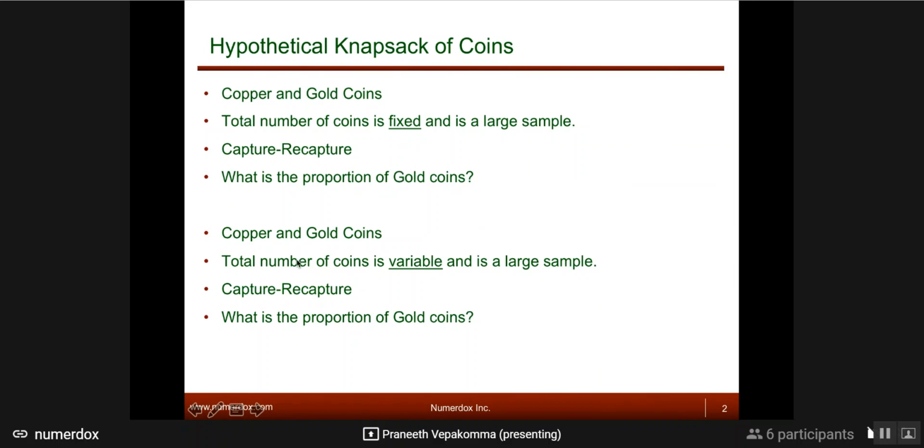So the other scenario is even more difficult. Again, you have a large sample, but the total number of coins is variable. This is what happens in a lake, right? Fish die and new fish are born, and some fish die. So there's a variability in the true answer. So here your target is moving. It's not a fixed target. So it makes it even harder to estimate the proportion of gold coins.